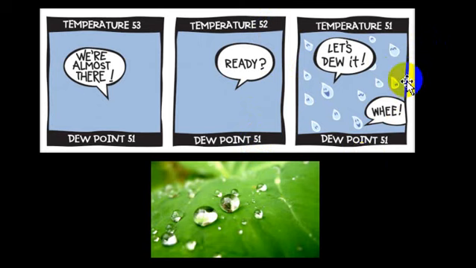And then this temperature dew point spread is 0. And the water vapor was always there, but when the temperature dropped to the dew point, the dew formed on the leaf. All right.